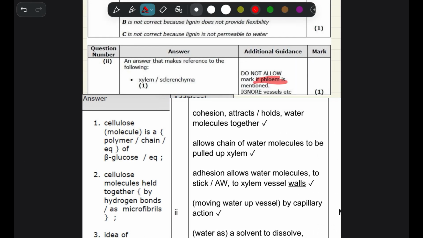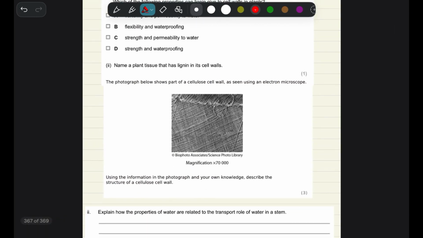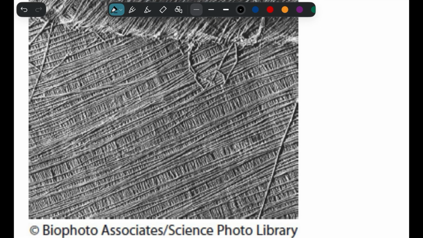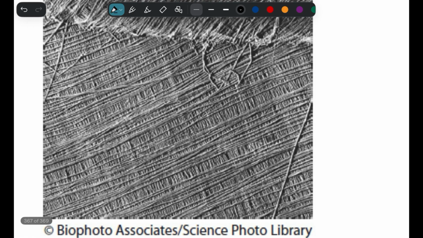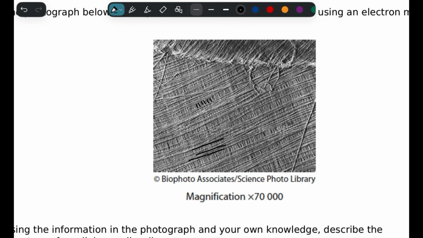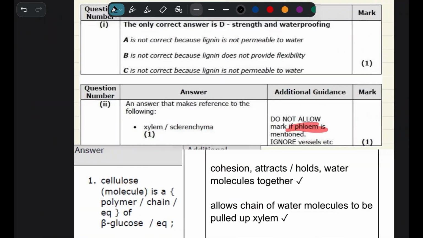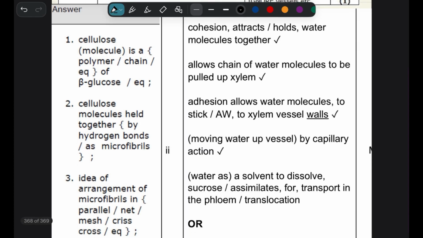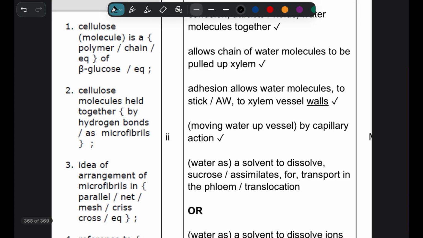The next question was talking about how cellulose is in the cell wall. Now, what can you see here? You need to make reference to something you've seen. Can you see the parallel arrangement? You can see a lot of these are running parallel to each other. Of course, there are some in a different layer that run in a different direction, but you can see that. So you're going to want to make reference to that, but let's start with the basics. What is cellulose? It's a polymer of beta glucose. Cool. We can also talk about microfibrils. Those chains are held together by hydrogen bonds. Cool.